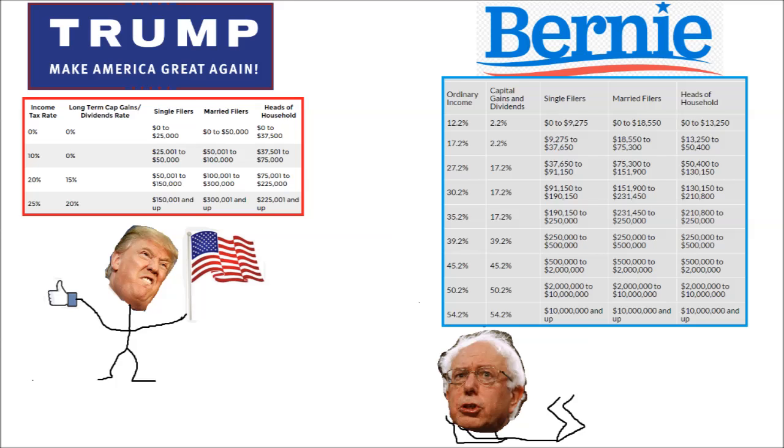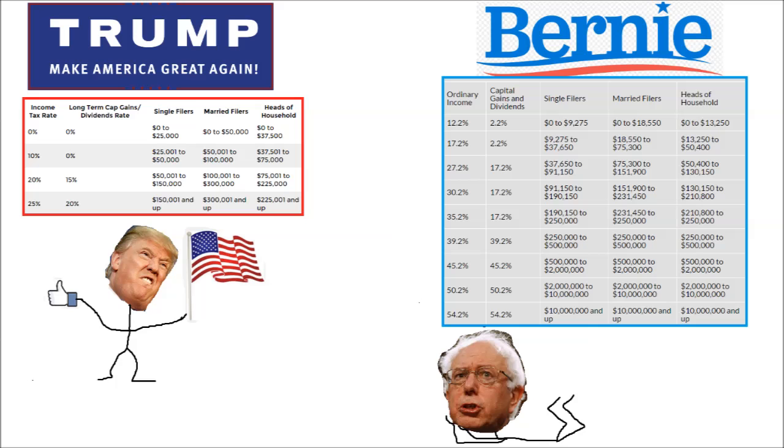Looking at the Donald Trump chart here, if you file as single and you make between $0 to $25,000 of income, then you pay zero taxes on that. But if you make between $25,001 to $50,000, then you're going to be paying 10% on your income.